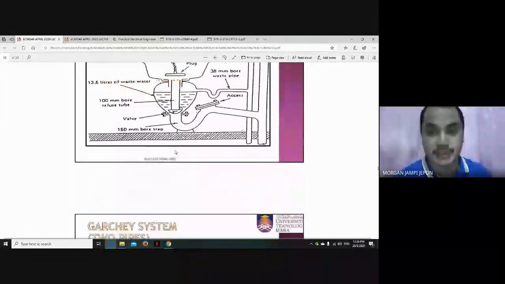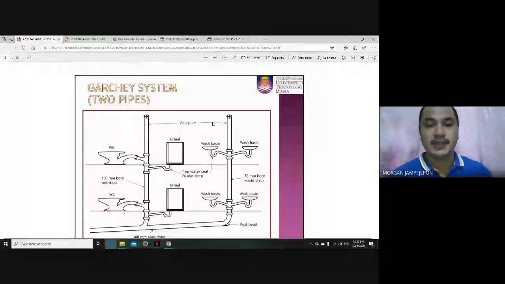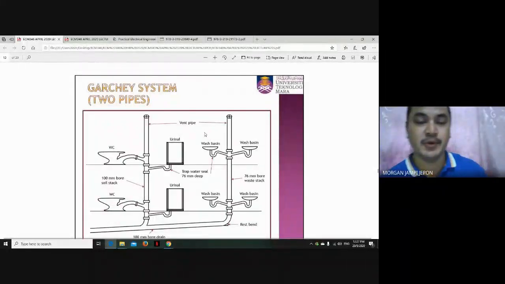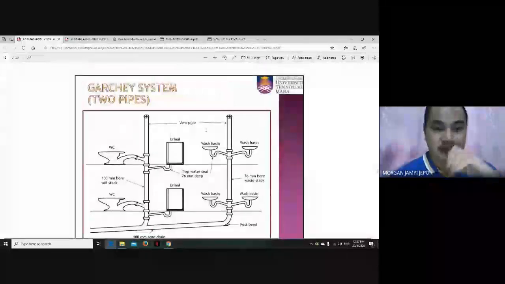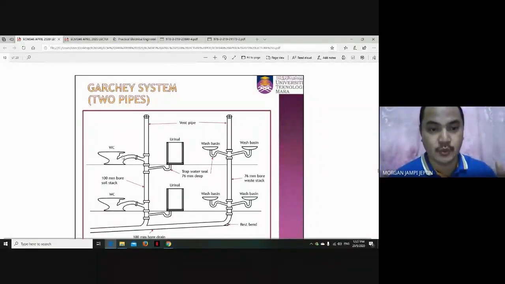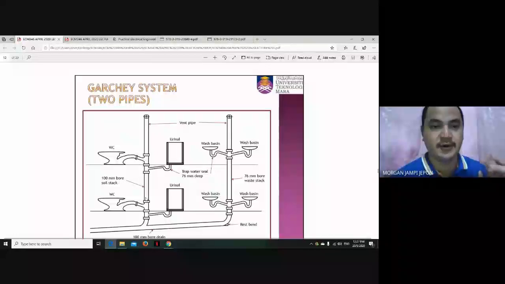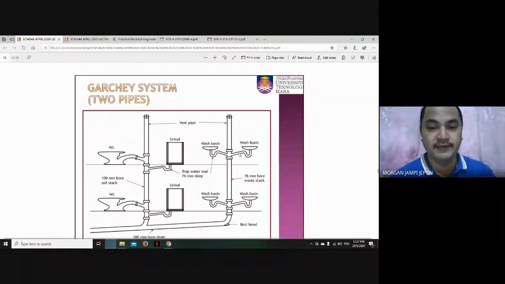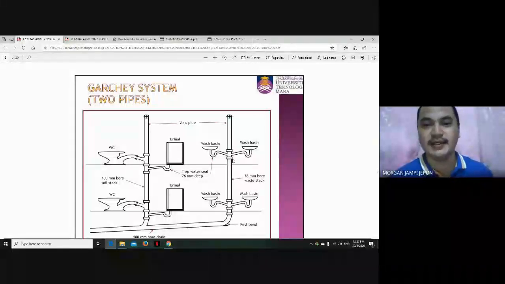So this is also a Garchi system, but this one belongs to a type called two pipe. This system separates the piping from the toilet, the water closet, and from the kitchen. So for two pipe, the first pipe is from the kitchen, the second is from the toilet. So it divides the pipe. This is to avoid the smell from the toilet entering the kitchen.